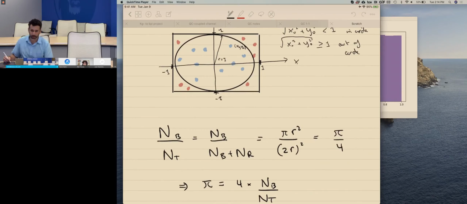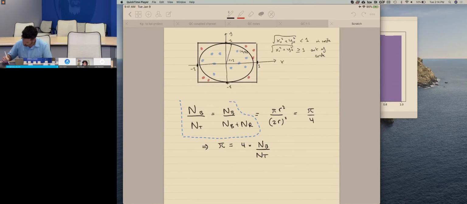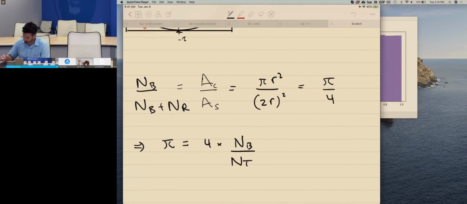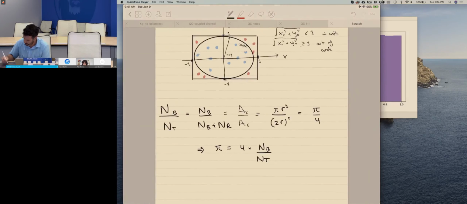is just equal to the number of blue points divided by the total number of points. But this probability is equal to the area of the circle divided by the area of the square. But the area of the circle is equal to pi r squared. The area of the square is equal to, 2r, sorry, because this length right here is equal to 2r, and r is equal to 1, so that's equal to 2. And so the point is that this number right here on the left, which you can calculate statistically, is directly related to pi.